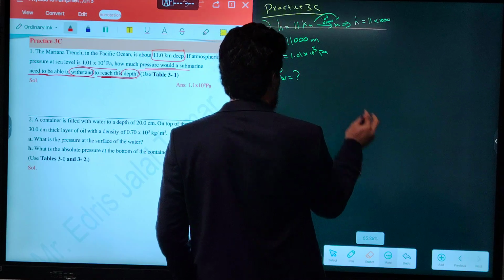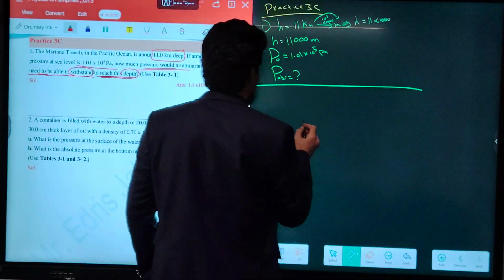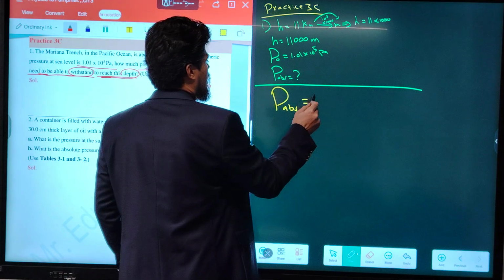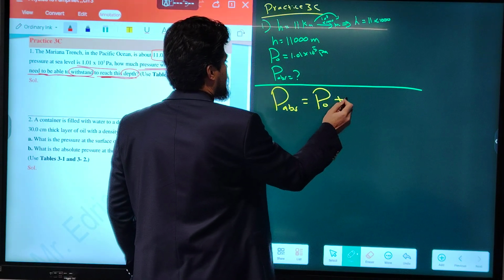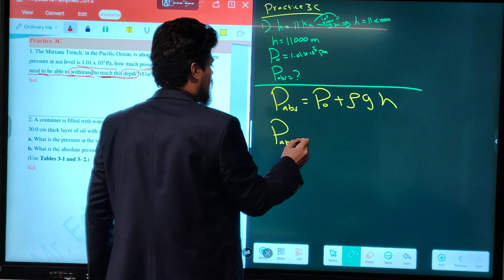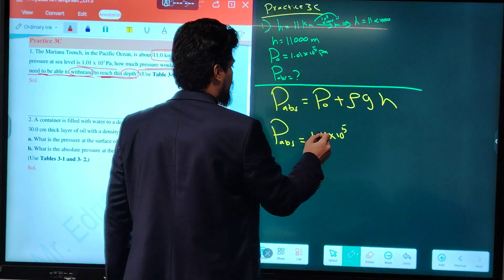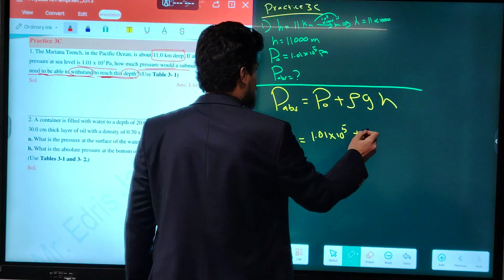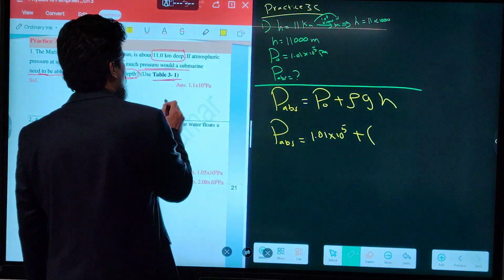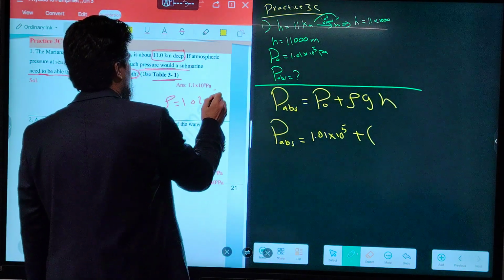How can you determine the absolute pressure? As usual, you have to write down the equation of absolute pressure. P absolute is equal to P atmosphere plus rho g h. P absolute is equal to what? P naught, 1.01 times 10 power 5, plus the density of the ocean. It must be given in table 3.1. The density of the ocean is 1.025 times 10 power 3.